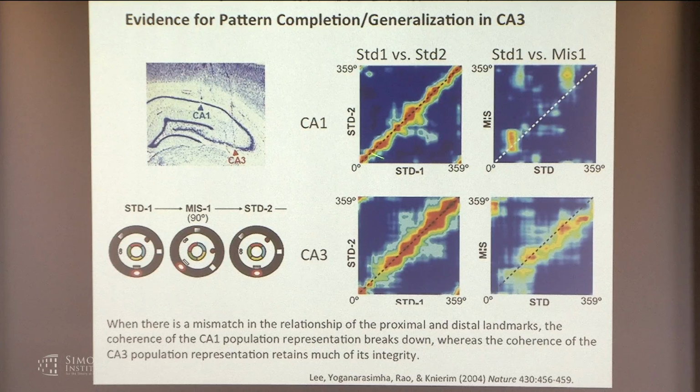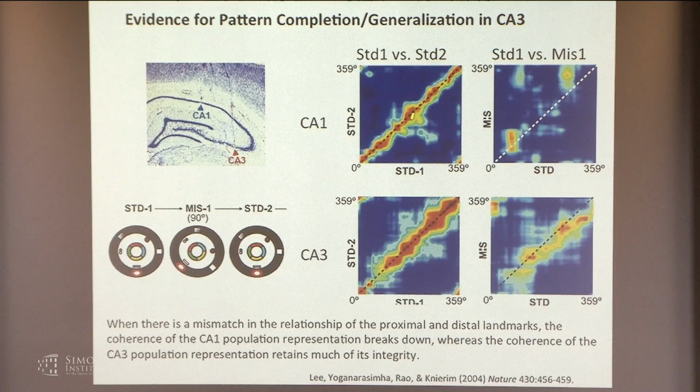On the x-axis of these correlation matrices, we're plotting a linearized version of the rat's location in a standard session when the cues are in the normal location. We just linearize the track from 0 to 360, and that's what's represented on the x-axis. The second standard session, after a mismatch session where we rotate the cues, is on this axis. And we just do a correlation. Basically, we look at the population activity of all the cells recorded and correlate their activity between standard 1 and standard 2. So the cells that fire at this location here fire at the same location here.